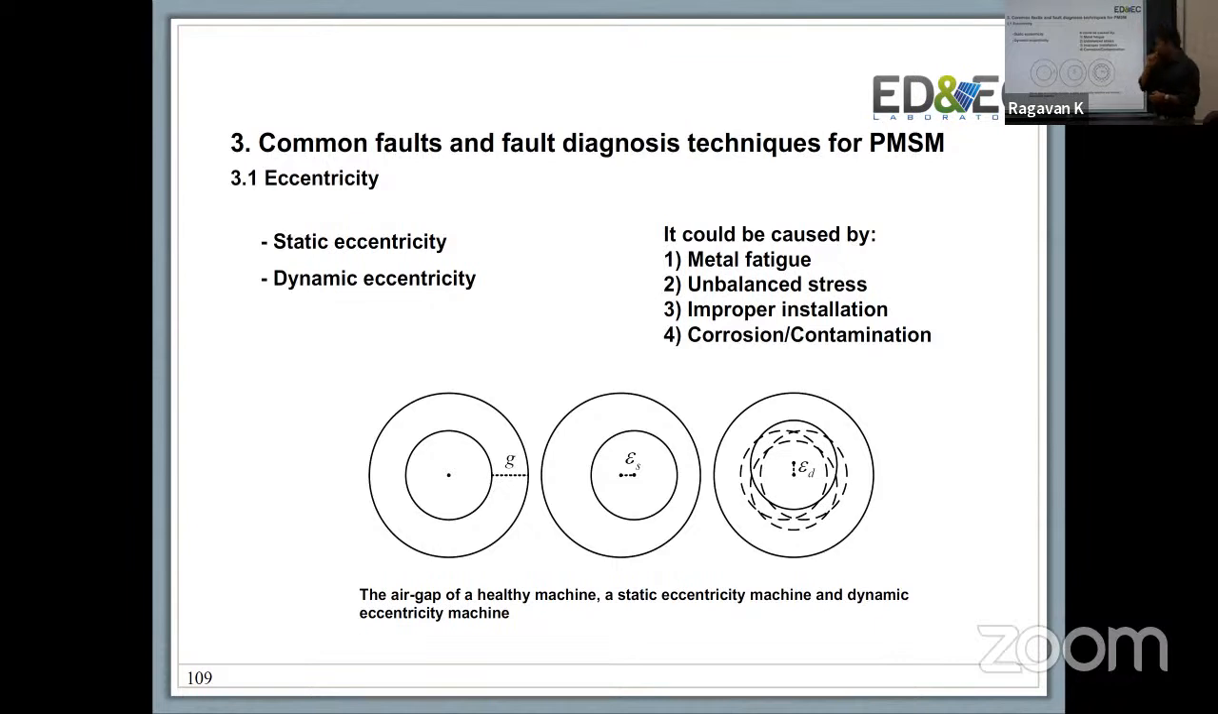So static eccentricity basically is a condition in which the center of your rotor is offset by epsilon. So it moves away and it spins in place. So it's a finite shift, but it's a static shift. Dynamic eccentricity basically is a condition in which it moves and it wobbles. So it basically keeps moving around the entire motor. So it doesn't stay put in one place. So the center itself is moving.